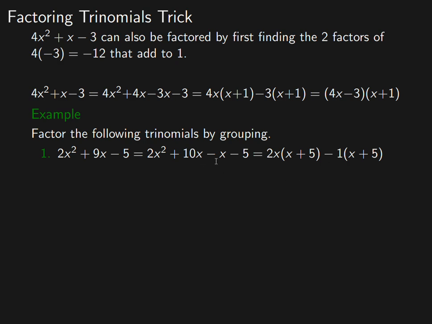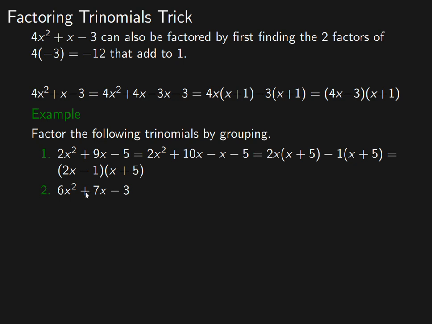And we'll factor out minus 1 from the last two. So now the GCF is x plus 5. So this is equal to 2x minus 1 times x plus 5. So another example. What about 6x squared plus 7x minus 3?